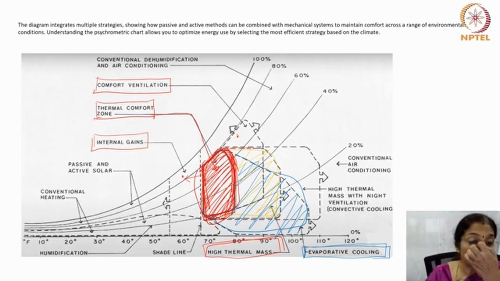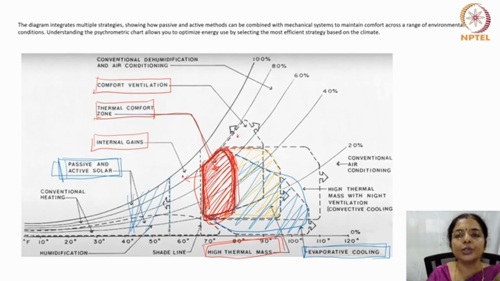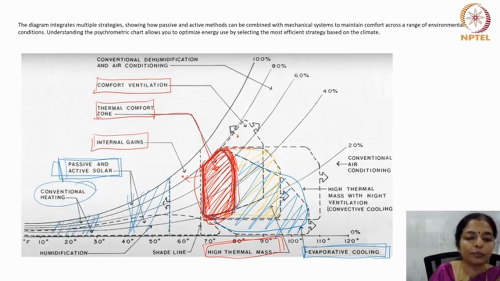Then we have passive and active solar strategy, which happens in this zone. So solar radiation is used to heat spaces either passively through building design or actively through solar panels. This strategy is effective during colder months when solar gain can reduce the need for conventional heating. Or conventional heating or cooling can also be a strategy beyond this point.